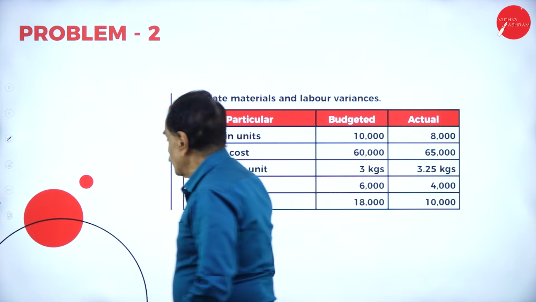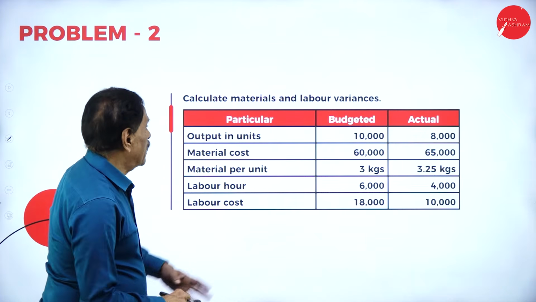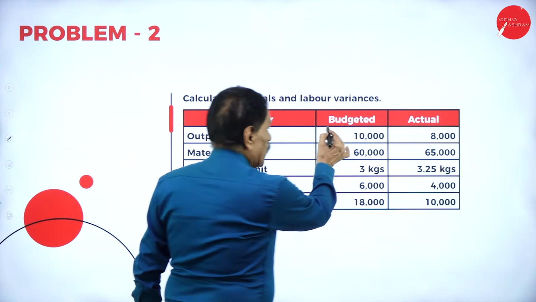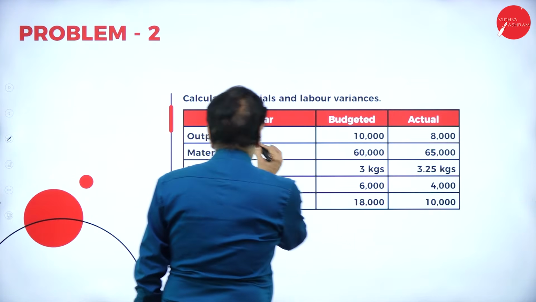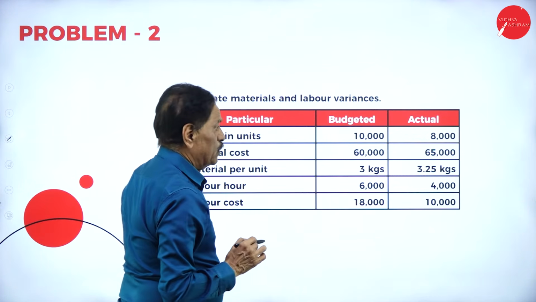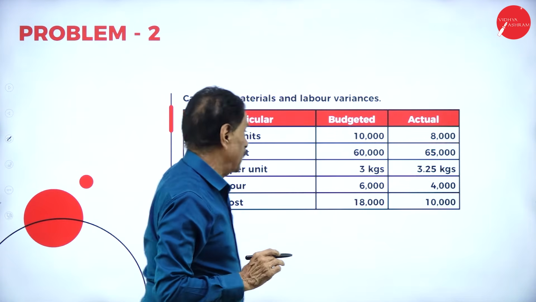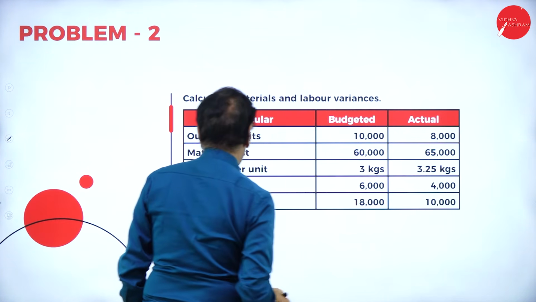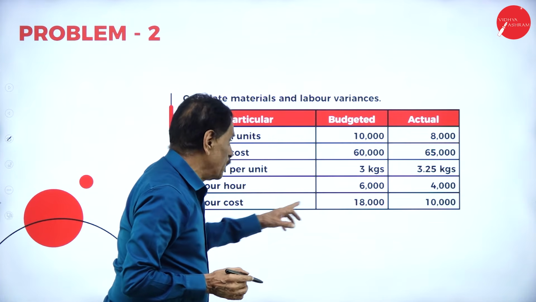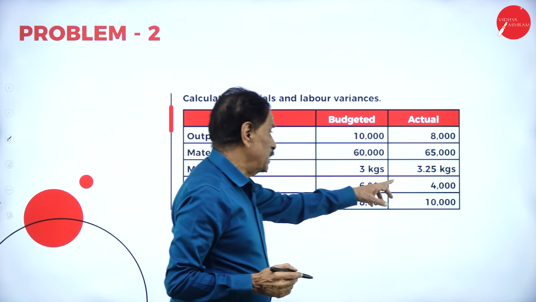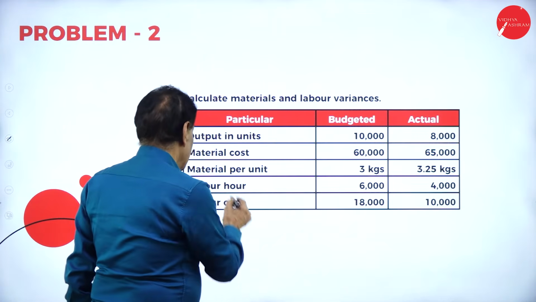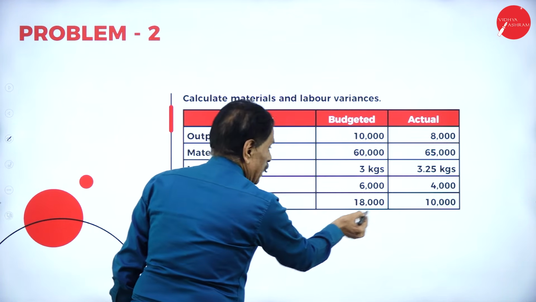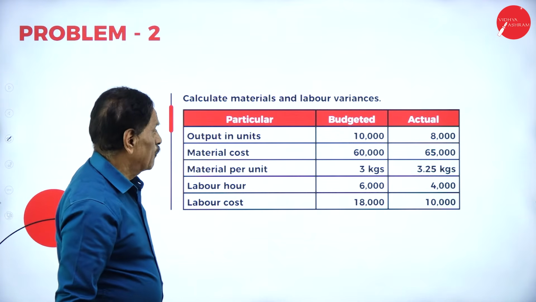Now we'll go to the second problem. Calculate material and labor variances. Budgeted output in units is 10,000; actual is 8,000. Material cost 60,000; actual 65,000. Material per unit is 3 kgs; actual is 3.25 kgs. Labor hours 6,000, actual 4,000. Labor cost 18,000, actual 10,000. We'll move on.